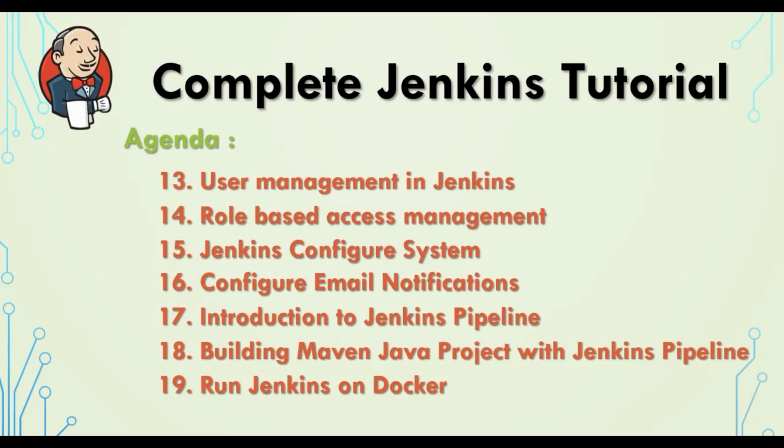Then we'll also talk about user management in Jenkins, like how you can create users and how to control the access for users using role-based access management. And we'll see the complete system configuration in Jenkins. There are a lot of options which will be very useful, so we will go through that. And then we'll also talk about how we can configure email notifications, like whenever a job fails, how we can trigger an email notification, and how to configure that.